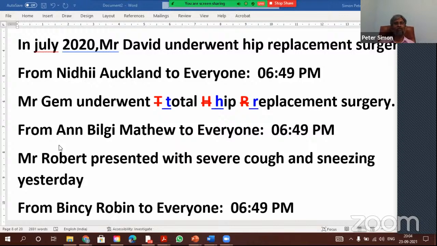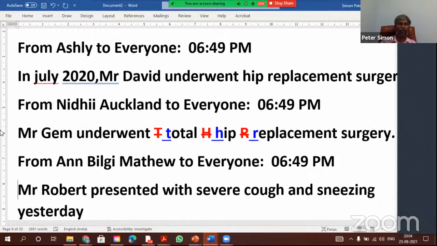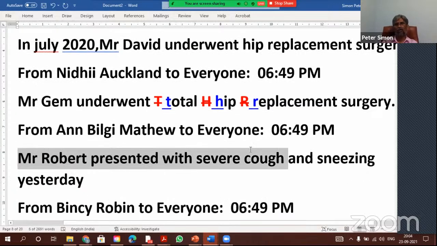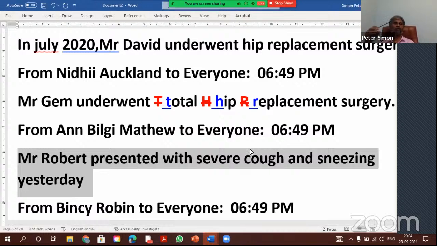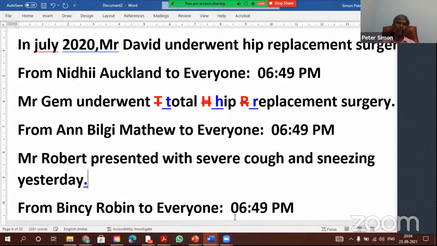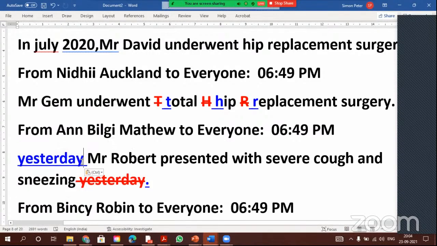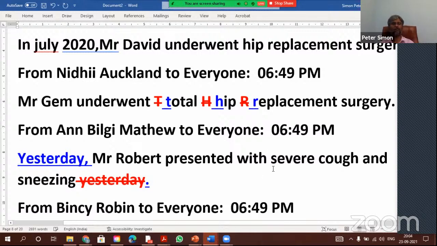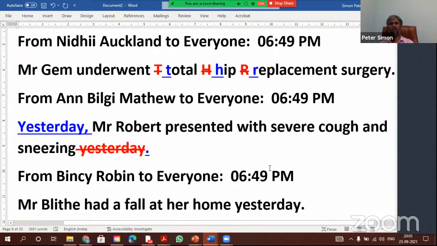Very good. Mr. Robert presented with severe cough and sneezing yesterday. Where is the full stop? And yesterday is time. So take it forward and put a comma. It doesn't mean that it is wrong, but this gives more impression. Excellent impression. Yesterday, Mr. Robert presented with severe cough and sneezing.